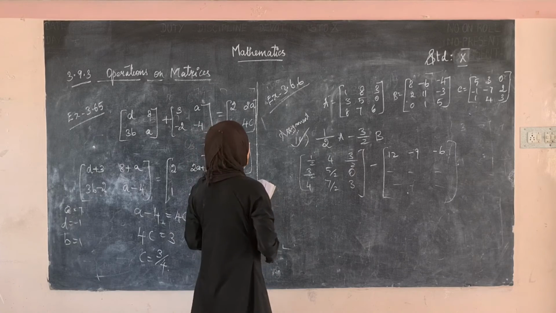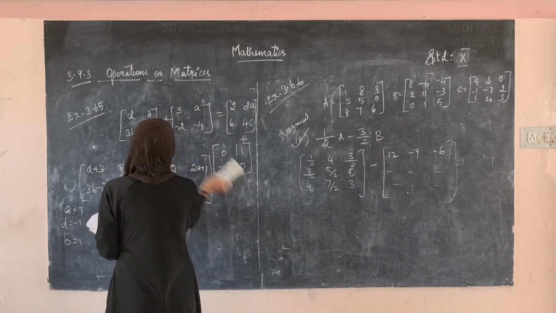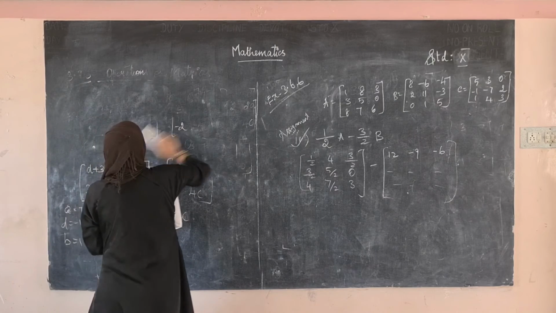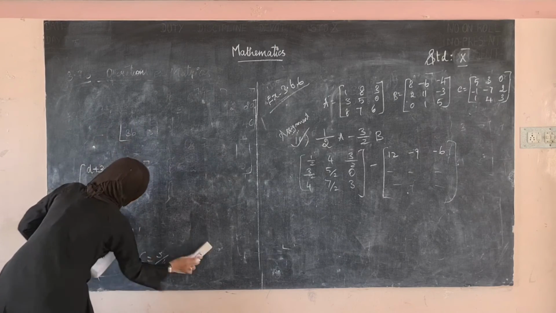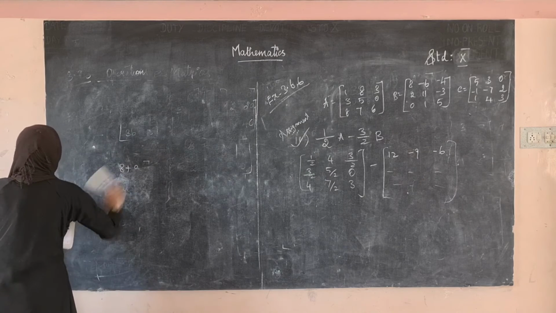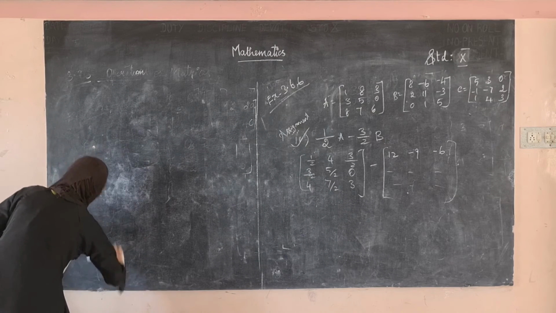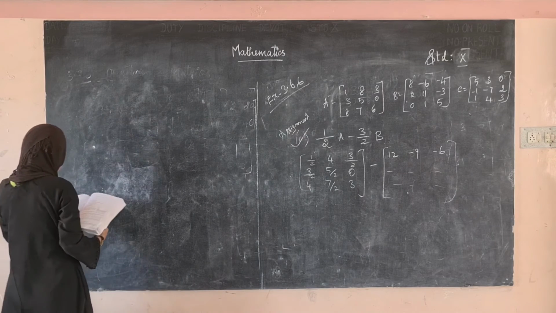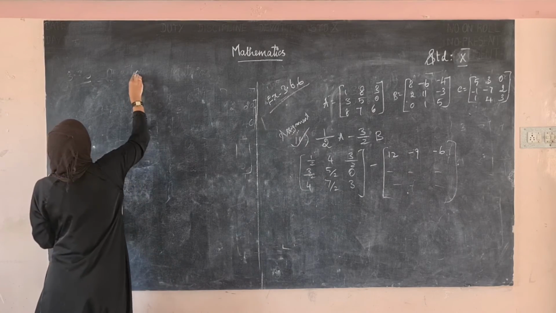Okay, this is the assignment for you. With this, we are completing the examples. Now, we are going to move on to the exercise. So, exercise number is 3.18.